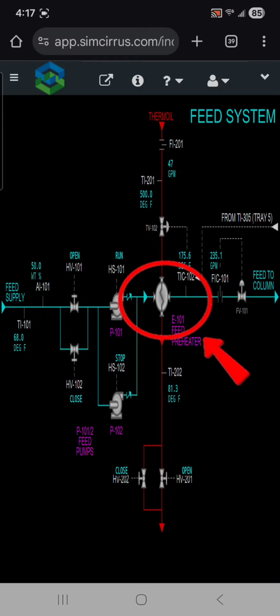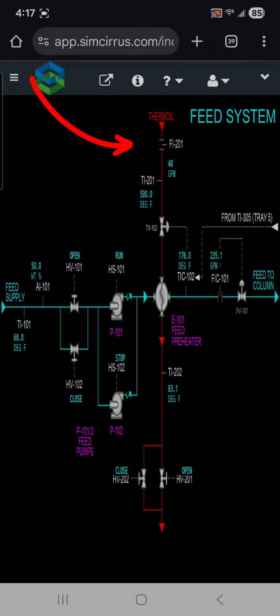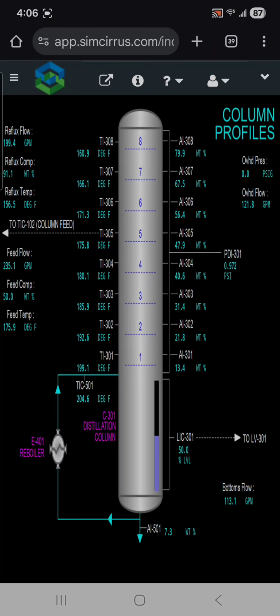The feed is going through a shell and tube heat exchanger to get preheated prior to entering the tower. It is very common for the product leaving the tower bottoms to be used to preheat the feed, but in this scenario it's using thermal, which is an oil commonly used for heating processes. From there, it enters the distillation column on the feed tray.